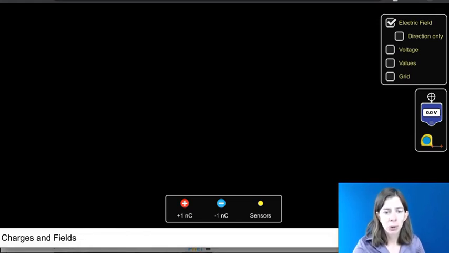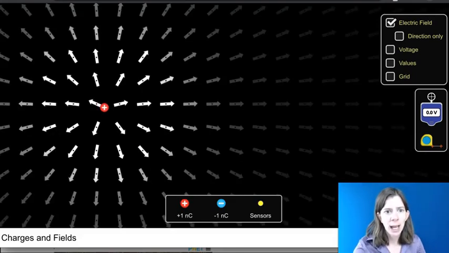So in this applet, all I'm going to do is put a positive charge. It says +1 nanocoulombs. That's a positive charge. I'm just going to put it here in the screen. And then you see a bunch of arrows pointing away from this charge. These arrows represent the electric field. This particular simulation uses the shading to indicate the strength, so where it's brighter, it indicates a stronger field, and where it's dimmer, it indicates a weaker field. But what I want you to notice is just the direction of the arrows.